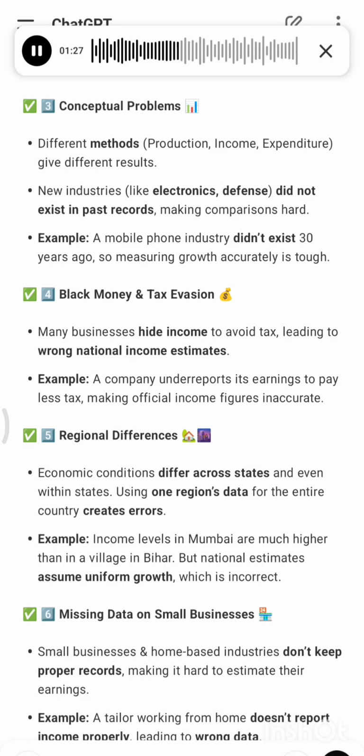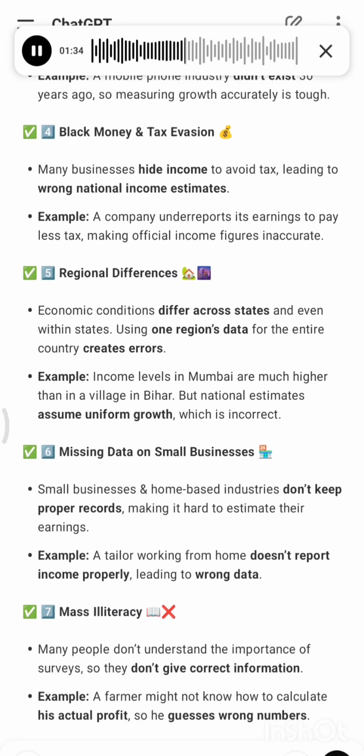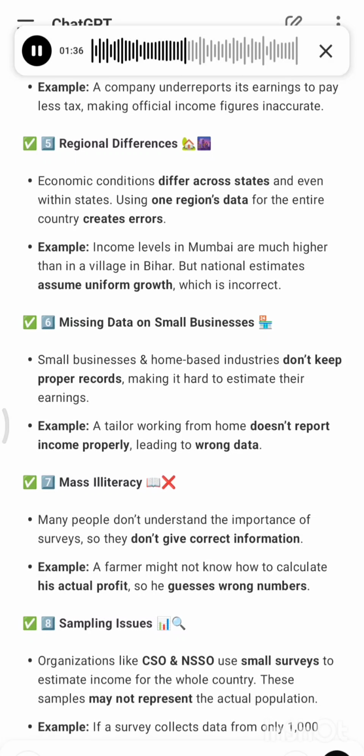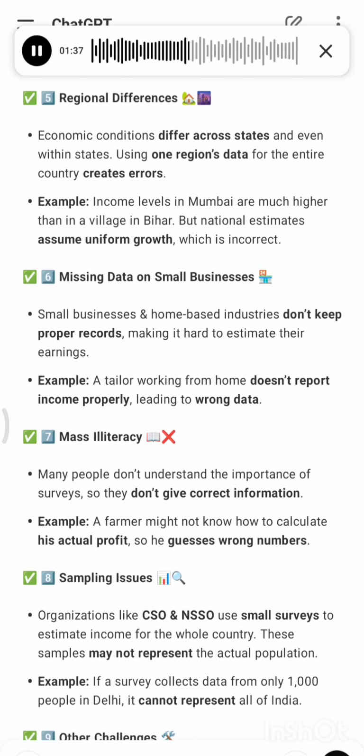5. Regional differences. Economic conditions differ across states and even within states. Using one region's data for the entire country creates errors. Example, income levels in Mumbai are much higher than in a village in Bihar, but national estimates assume uniform growth, which is incorrect.